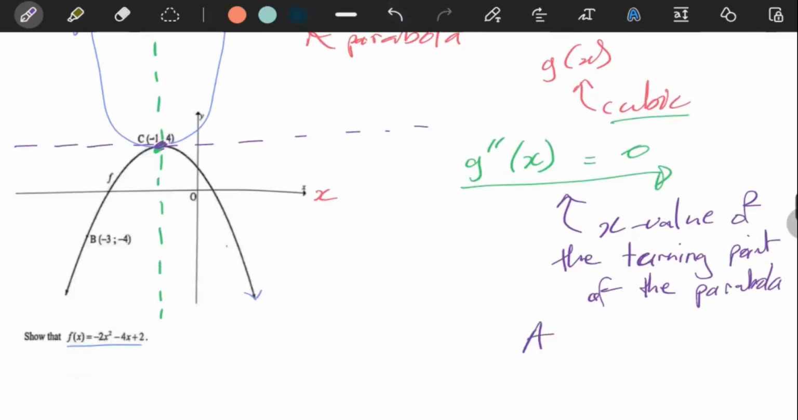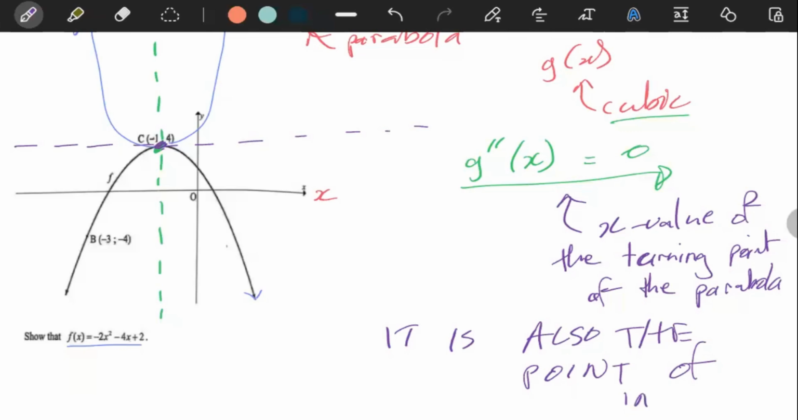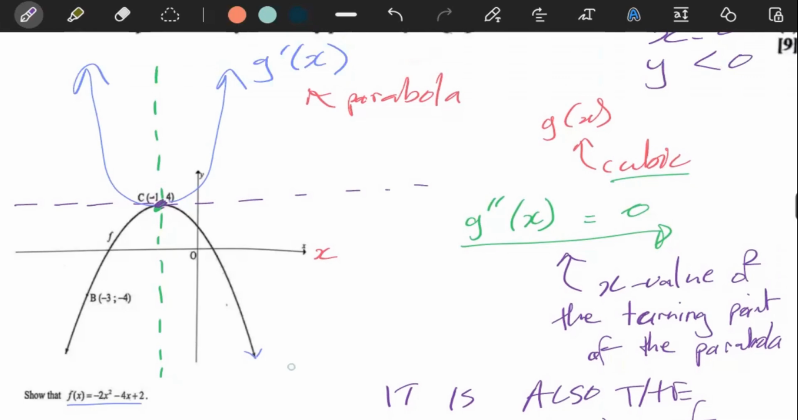It is also the point of inflection. So remember, the point of inflection is where your graph will be changing from one state of concavity to another. So what we know is that the graph will change concavity here. So meaning if you have an image that looks like this, the point of inflection would be along this dotted green line.